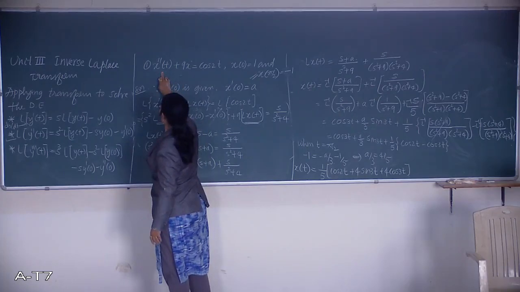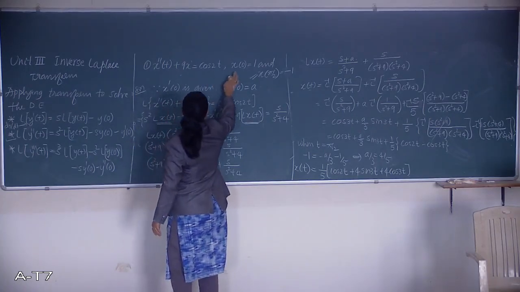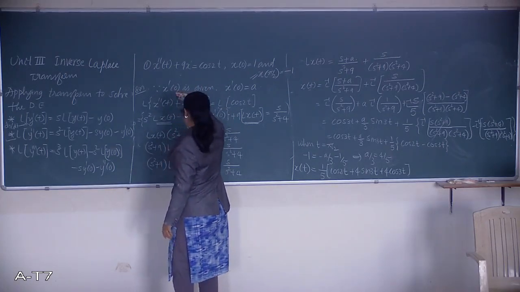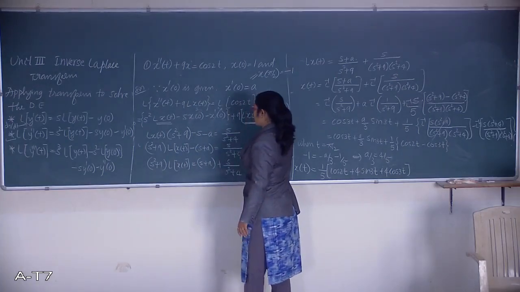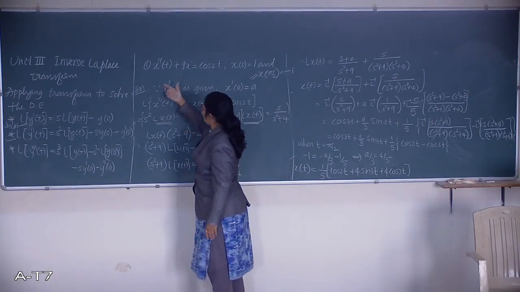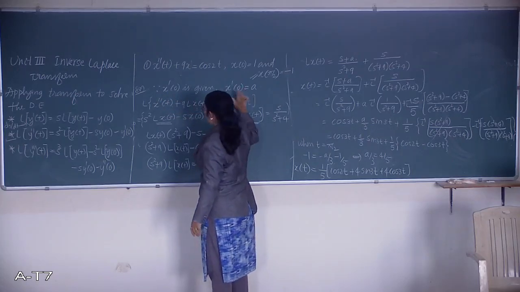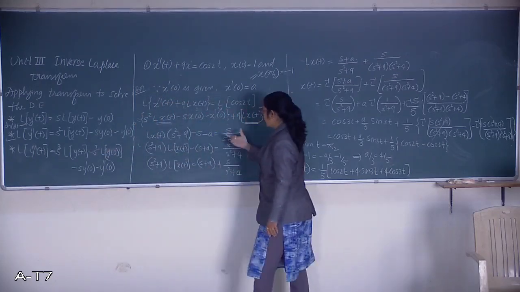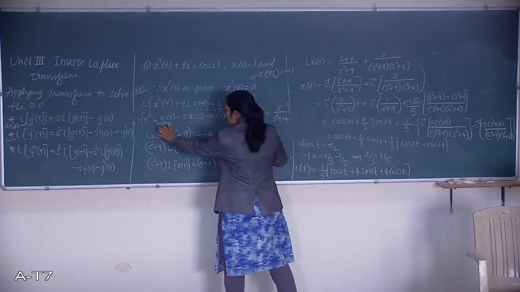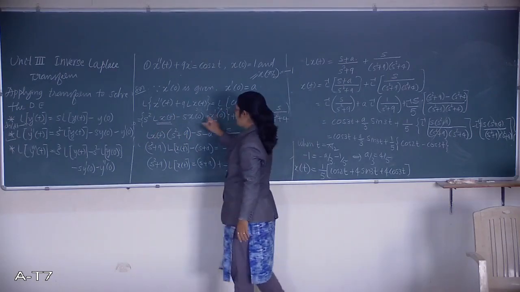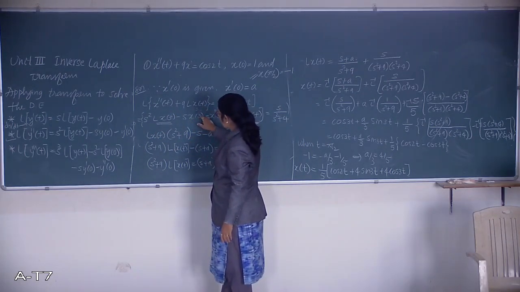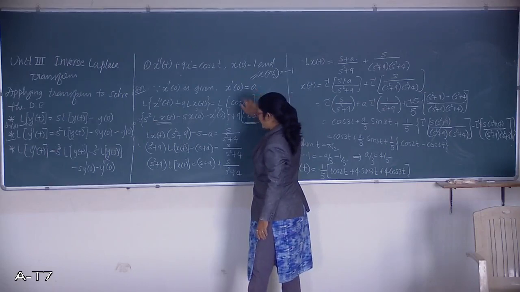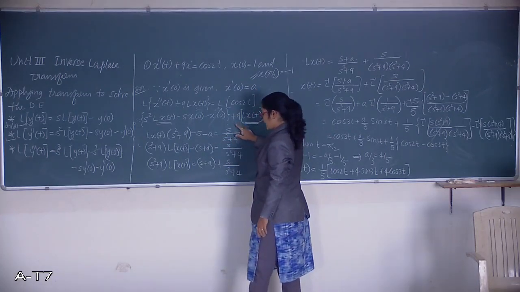This is given: x double dash of t plus 9x is equal to cos 2t, and these are the conditions. Since we need here in formula x dash of 0, which is not given, we have taken some constant value. When we apply Laplace for each and every term, this is the expansion. X double dash of t is there, so the second formula is used. In this step L of x of t is taken common, so s square plus 9. X of 0 is given as 1, so this is going to be minus s, and x dash of 0 we have assigned the value as a, so this is minus a.